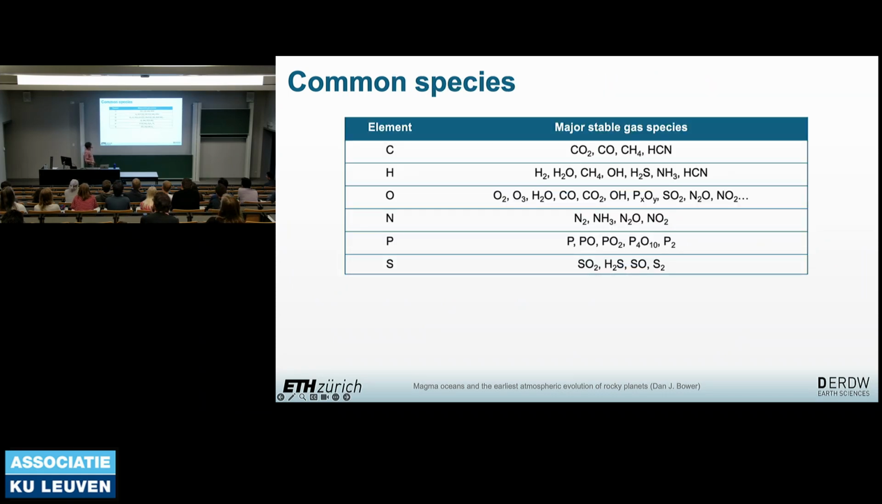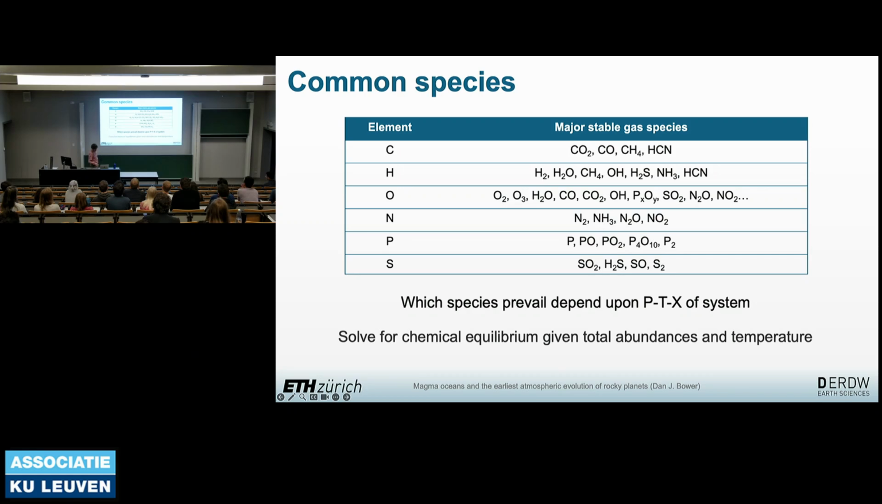So ultimately, the game here is to look at the major elements that are involved in these rocky planet atmospheres, and we can then express the major stable gas species. Okay, there are many listed here. Of course, when we're just trying to explain the observations, we particularly focus on the dominant carbon and hydrogen species. And ultimately, the speciation of your atmosphere, of course, depends upon the pressure, temperature, and composition of your system. Okay, so everything is collapsing to a classical thermochemistry analysis of the system.